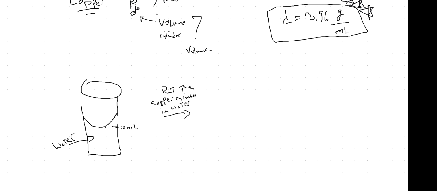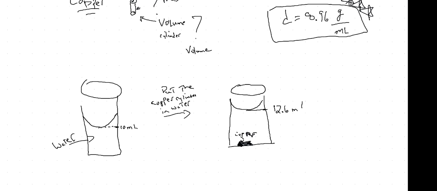Okay, now what happens when you put a copper cylinder in water is, obviously, the water is going to rise. By how much? By the volume of the copper cylinder. So I'm going to redraw this meniscus, and on the bottom, that's our piece of copper. Now let's say the meniscus comes right up to here, and let's just say, I'm making this up, 12.6 milliliters. So now we know what the volume of the copper is.